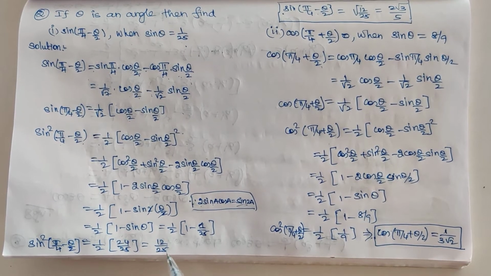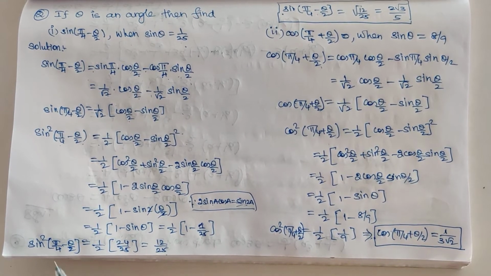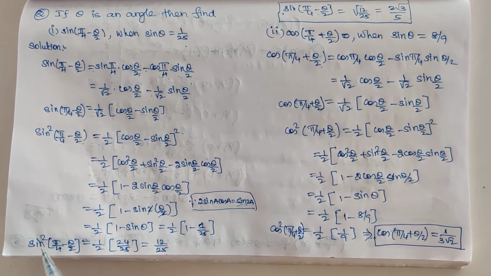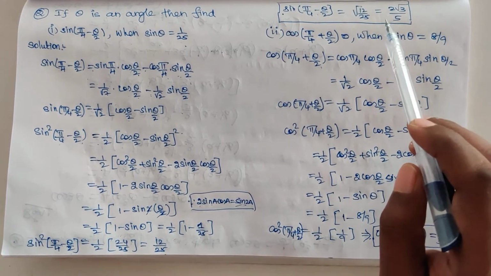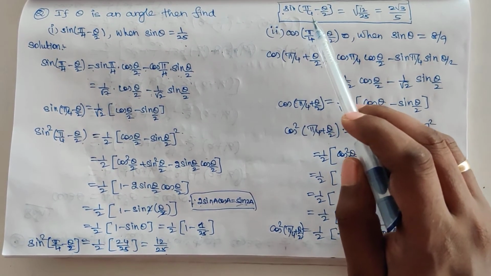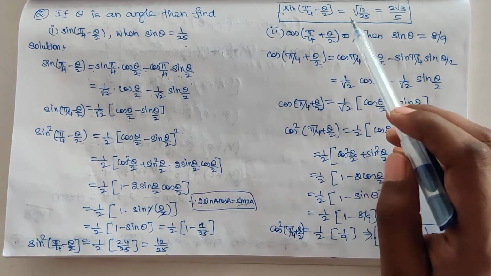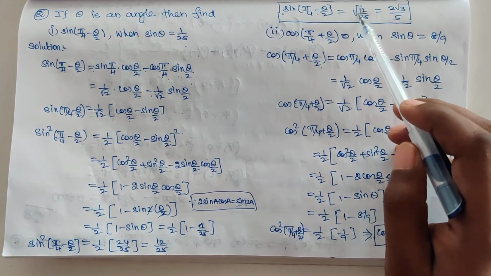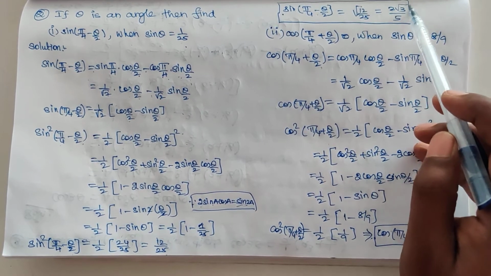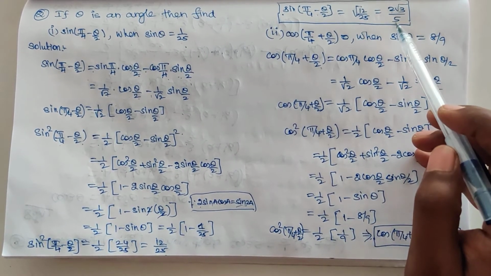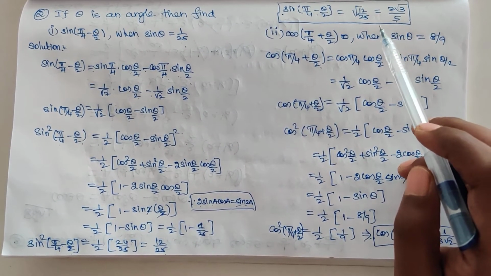So now we have to change this, but what value do we need? Sin pi by 4 minus theta by 2. So this square I am going to take to that side. So what will we get? Sin pi by 4 minus theta by 2, that is equal to square root of 12 by 25. 12 we can split, 4 threes are 12. So 2 root 3, the whole divided by 5. So this is the answer for the first subdivision.